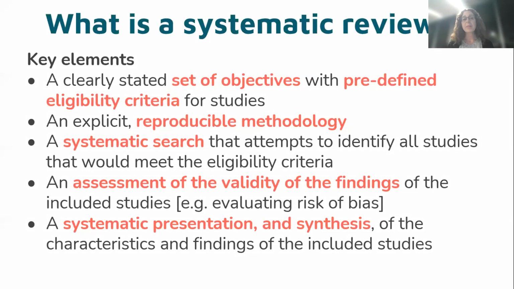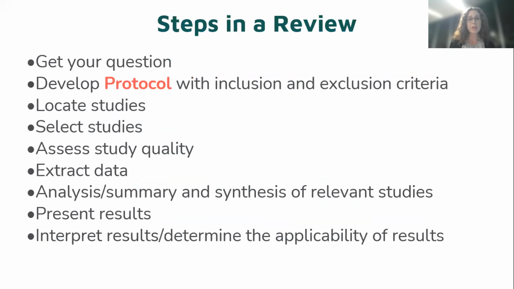The key elements in a systematic review are a clearly stated set of objectives with predefined eligibility criteria for the studies that are being included, an explicit reproducible methodology, a systematic search that attempts to identify all the studies that would meet the eligibility criteria, an assessment of the validity of the findings of the included studies, so that's the evaluation of the risk of bias in the studies, and a systematic presentation and synthesis of the characteristics and findings of the included studies. So really, systematic reviews are designed to reduce bias, to be transparent and reproducible, and to answer one clear focus question following the predefined inclusion and exclusion criteria.